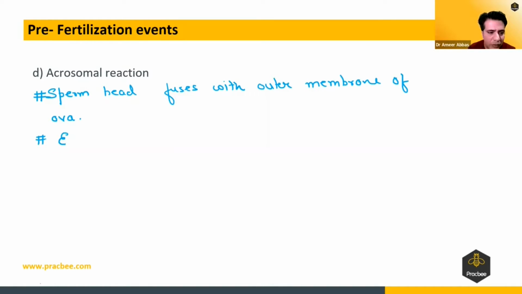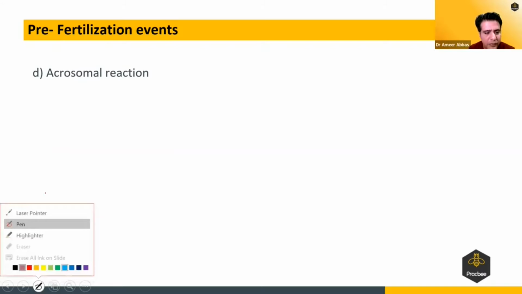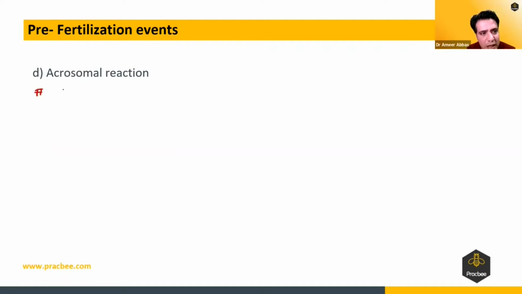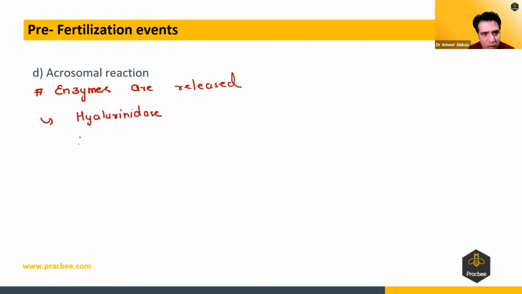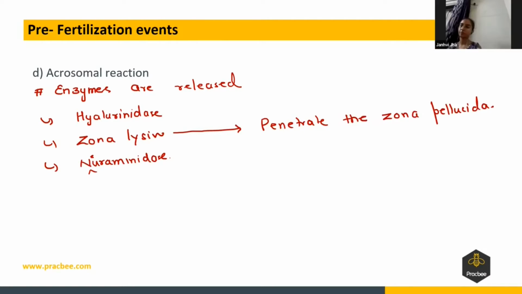This could be the last step. So we will start with the first step. First of all, enzymes are released, like hyaluronidase, zonalysin, and neuraminidase. And this will penetrate the zona pellucida. So this is the acrosomal reaction.